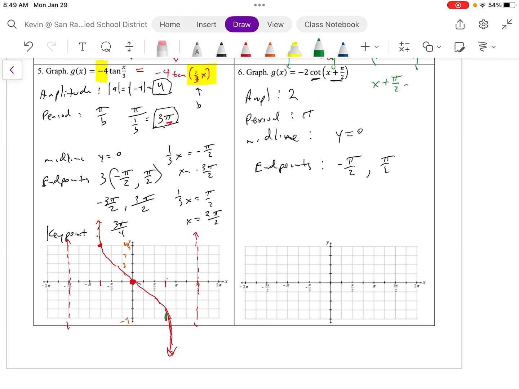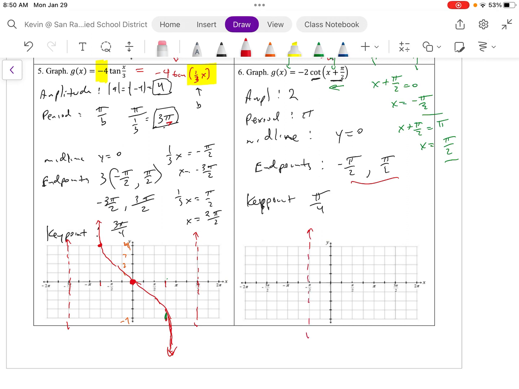Again, if you want to do it mathematically, you go x plus pi over 2 equals 0, so x equals negative pi over 2. And then x plus pi over 2 equals pi, so x equals pi over 2. If you want to do it by solving an equation, otherwise, as long as you know where the endpoints of the parent are, you know you're just shifting it left. All right, so the key point is going to be pi over 4. Our asymptotes are where our endpoints are.